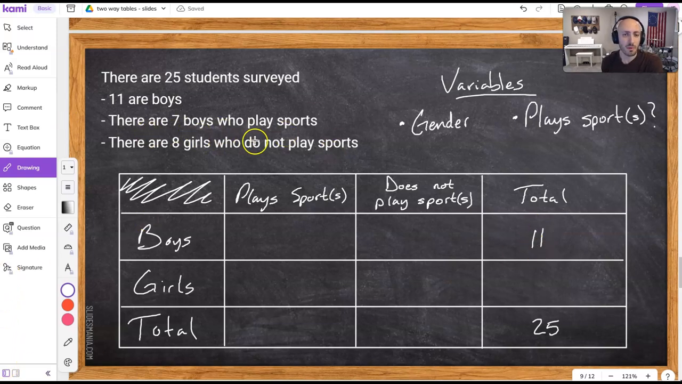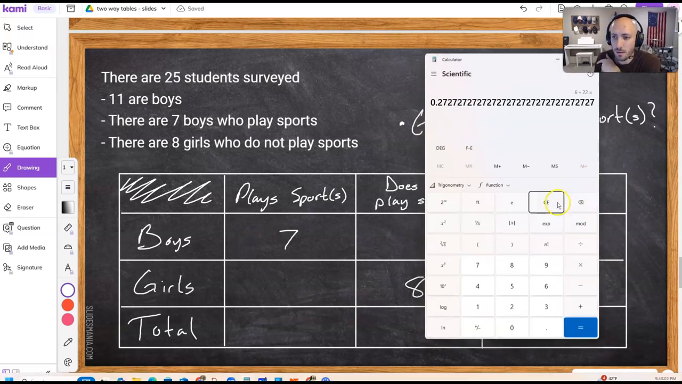Now there are 7 boys who play sports. So there are boys, and the ones that play sports go right here. So that would be 7. And there are 8 girls who do not play sports. So in the girls row, where that intersects with does not play sports, we write 8. Now it looks like we've got a lot of missing information here, but we can actually solve every piece of this puzzle just with the information that we have here.